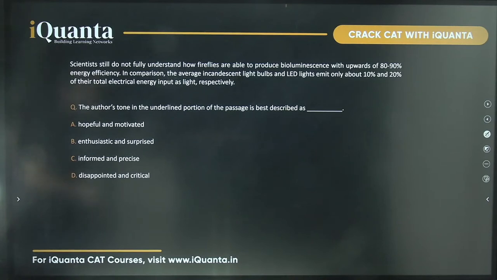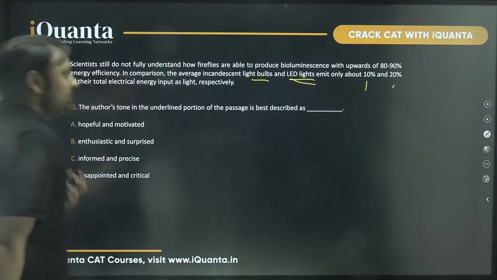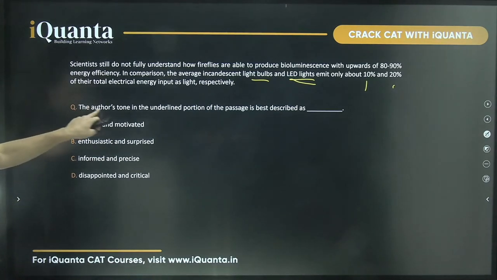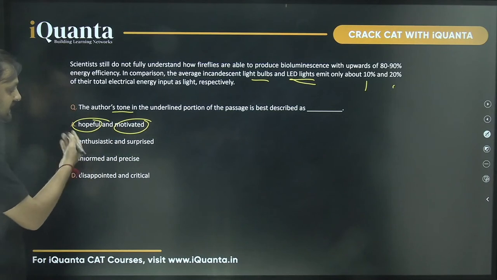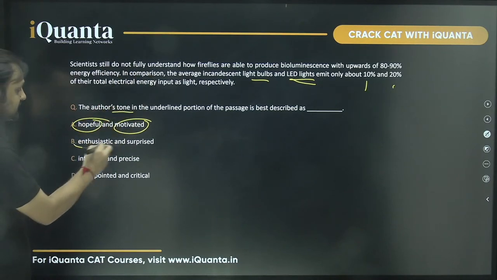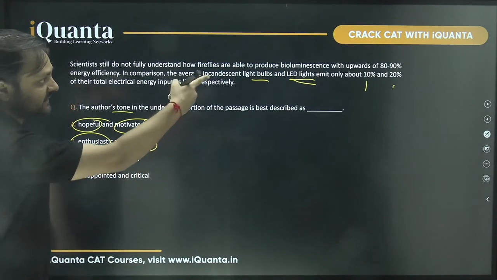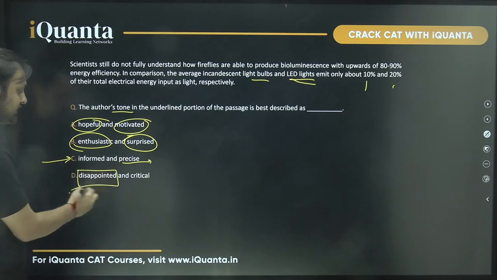In comparison, the average incandescent light bulb and LED lights emit only about 10% and 20% of their total electrical energy input as light, respectively. That means incandescent bulb is 10% and LED is 20%. But these fireflies use 80% to 90% of their energy. And the author's tone is hopeful and motivated? No motivation, no hope. This is unnecessary. He is not enthusiastic or surprised with anything. He looks to be informed because he is giving you the exact number, and he looks to be precise because of these exact numbers. Is he disappointed? Certainly not. So easy to eliminate.